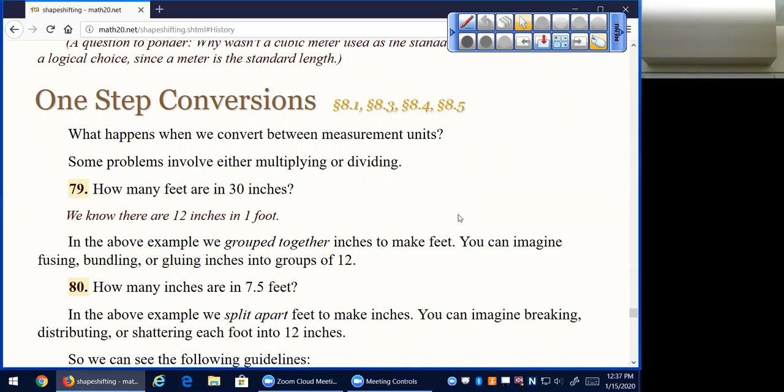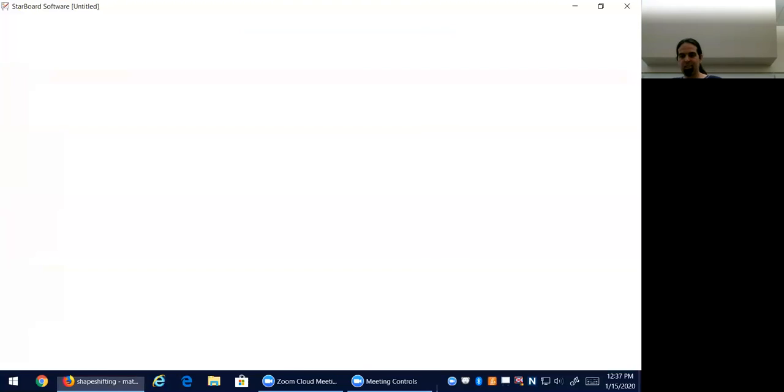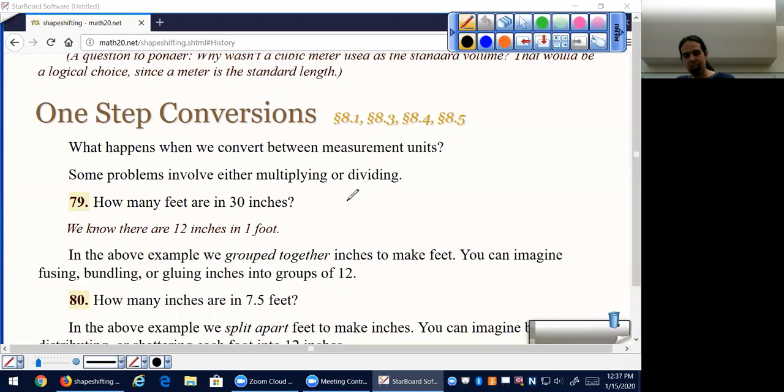We either multiply or divide. How many feet are in 30 inches? Are we going to multiply or divide? Multiply. So we're going to do 30 times 12. That seems kind of big. I don't think 30 inches is 360 feet. So it must be the other one.